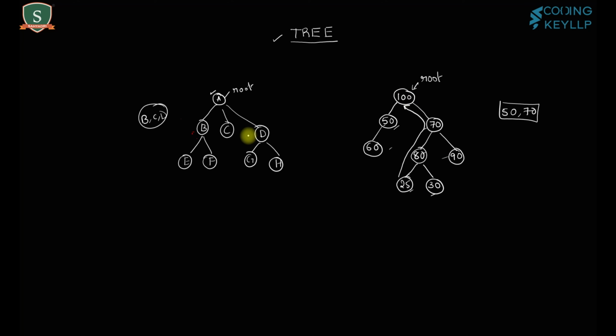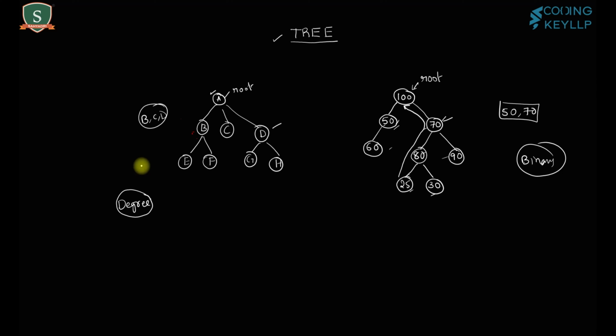You may get confused: why does A have 3 children while 100 has 2 children? Are they both still called a tree? So a tree can have more than 2 children also. But a binary tree can have only 2 children maximum. It can have 1 or 0 children also.